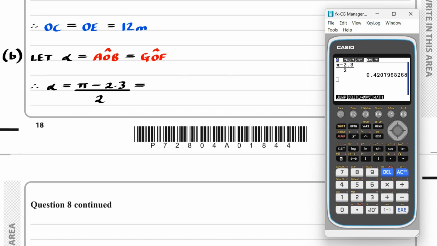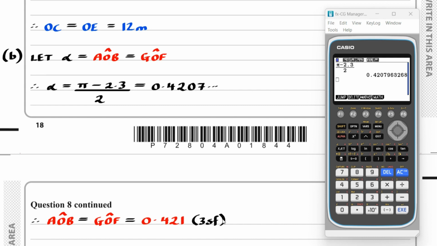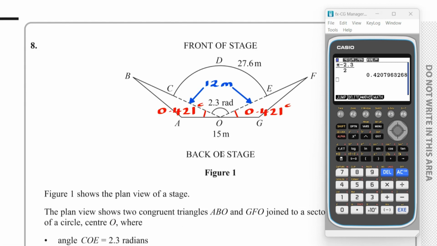it turns out we get 0.4207, etc., which means AOB, which is equal to GOF, is 0.421 radians. And that's given to 3 significant figures. And you can see that added to the diagram here.